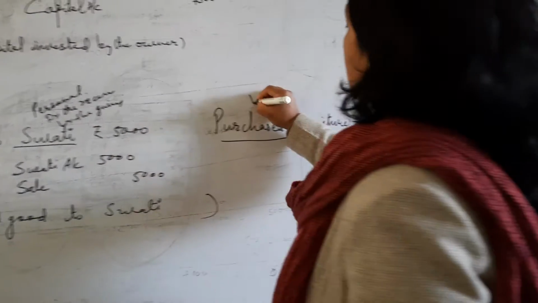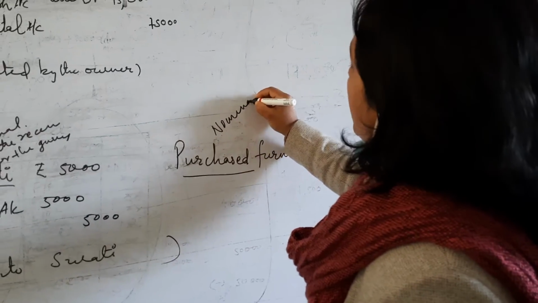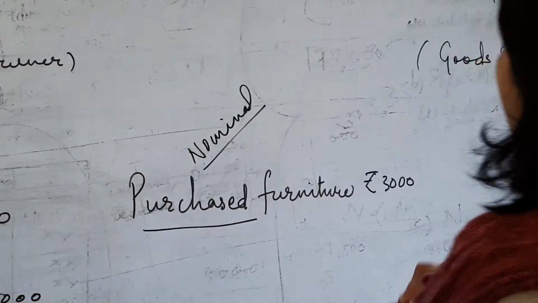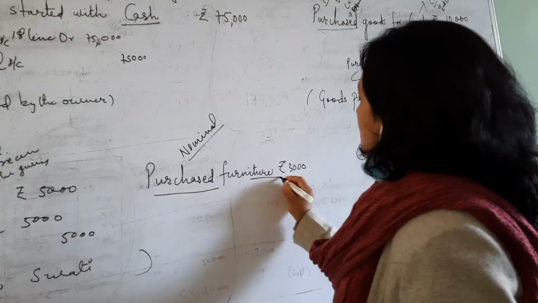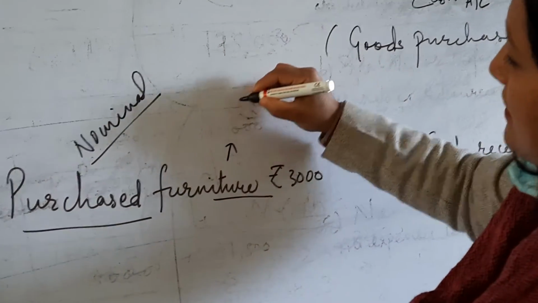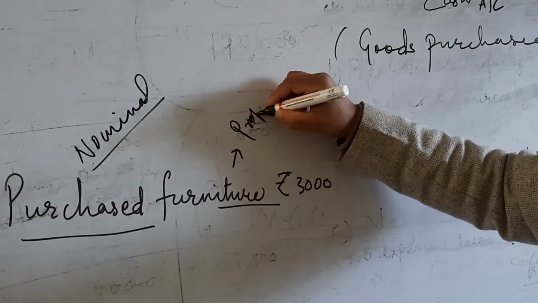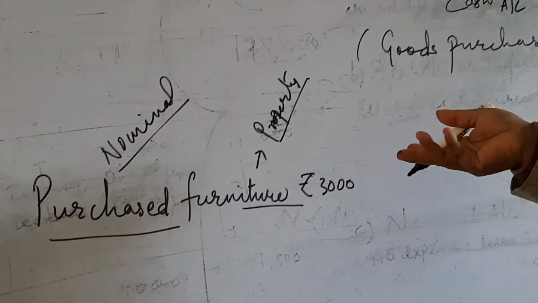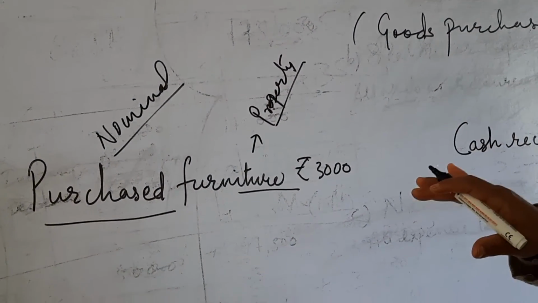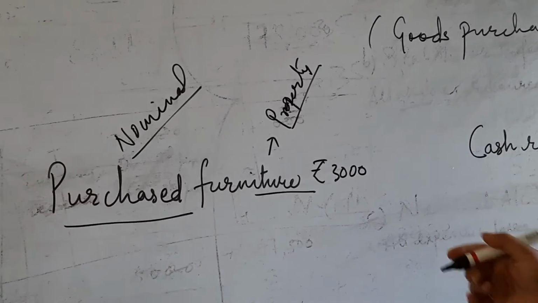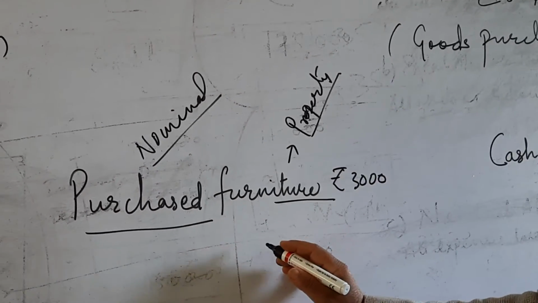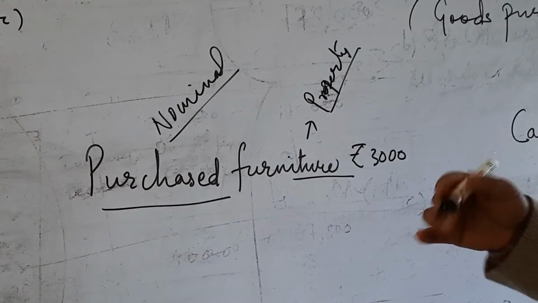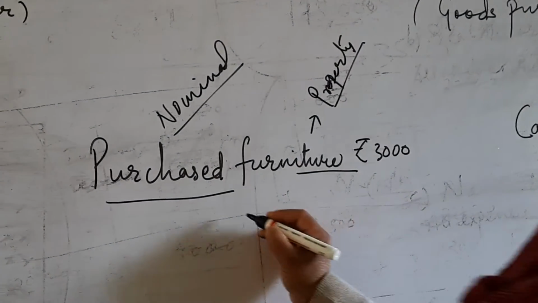Now come to the second point, that is purchase. Again it is related to which rule? Nominal. Purchase is related to nominal. And another one is furniture, related to which rule? Property rule. What does the property rule say? Debit what comes in, credit what goes out. So does furniture come in or go out of the business? Comes in. So our first line will be furniture.